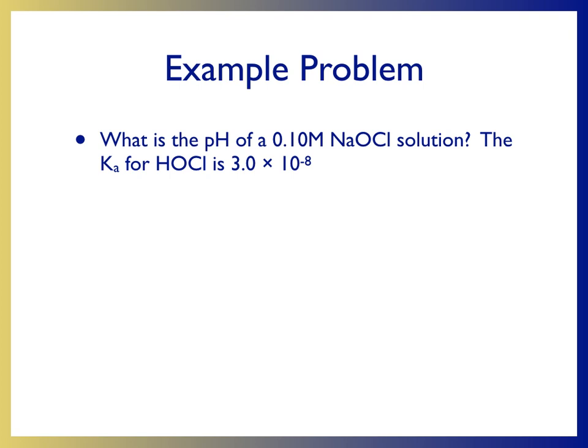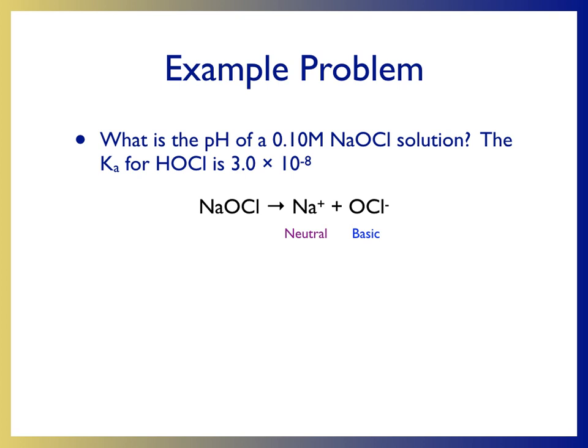Before beginning our problem, we need to determine if sodium hypochlorite is an acidic, basic, or neutral salt. To do that, let's take a look at the ions that make up sodium hypochlorite. That is the sodium ion and hypochlorite ion. The sodium ion is the counter ion of the strong base sodium hydroxide. Therefore, the sodium ion will be a neutral ion. It won't affect the pH of the solution. However, the hypochlorite ion is the conjugate base of the weak acid hypochlorous acid. Therefore, the hypochlorite ion will be a weak base itself.